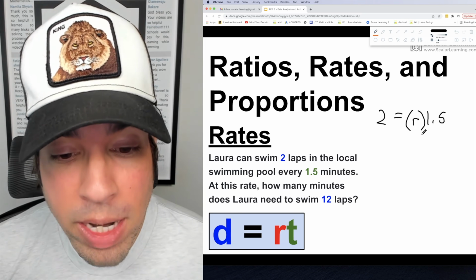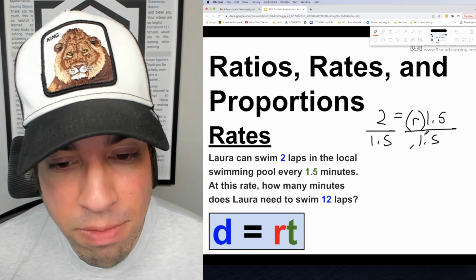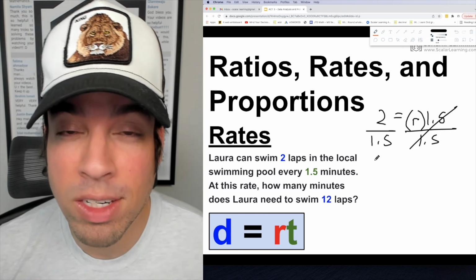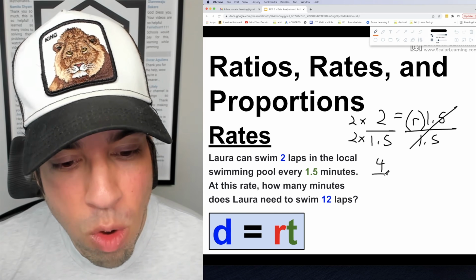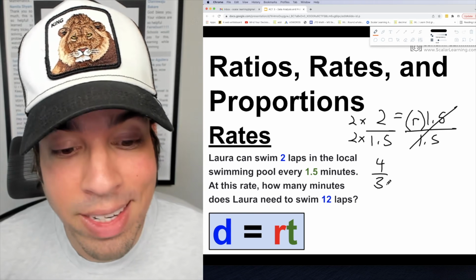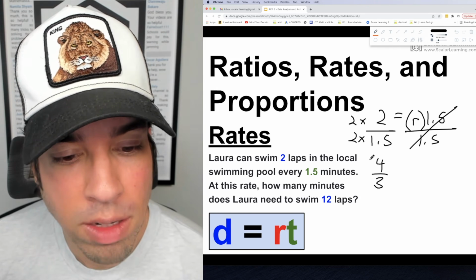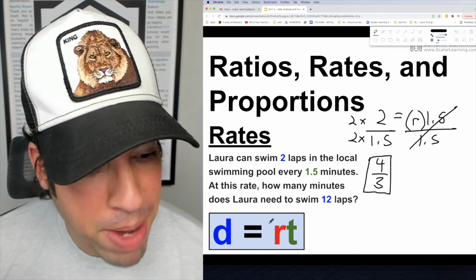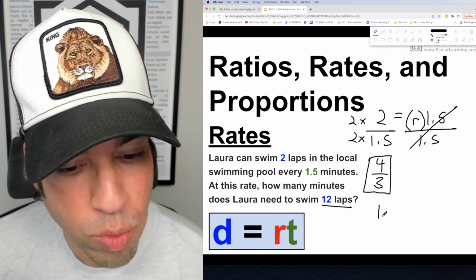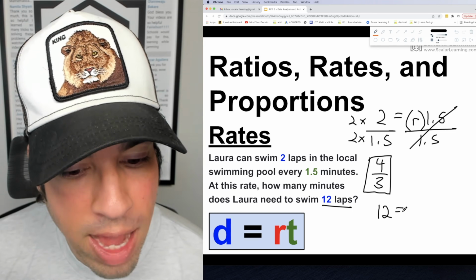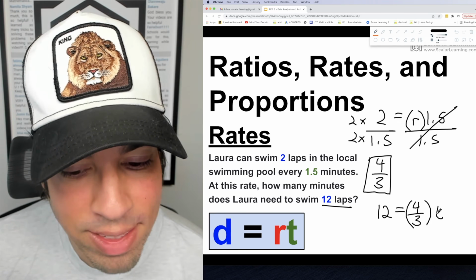So to solve for the rate, now I can divide by 1.5, divide by 1.5, boom. 2 over 1.5 can also be represented as, if I multiply top and bottom by 2, as 4 over 3. So Laura's rate is 4/3, meaning she can swim 4/3 laps in a minute. Now that I know my rate, I can plug it back into distance equals rate times time to solve for this 12 laps, right? So check this out. To swim a distance of 12 laps with a rate of 4/3, what is the time?